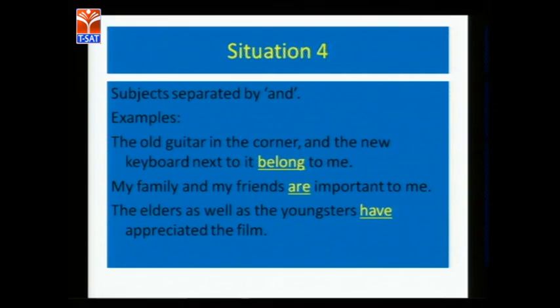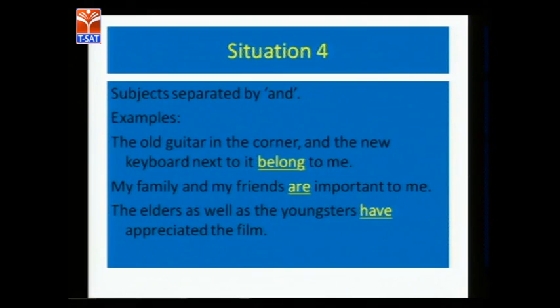Subjects separated by and. The old guitar in the corner and the new keyboard next to it. That means there is an old guitar in the corner and then there is a new keyboard right next to the guitar. Okay? The old guitar in the corner and the new keyboard next to it. Is it a singular or a plural? Plural, isn't it? Why? Because there is a guitar and there is a keyboard.